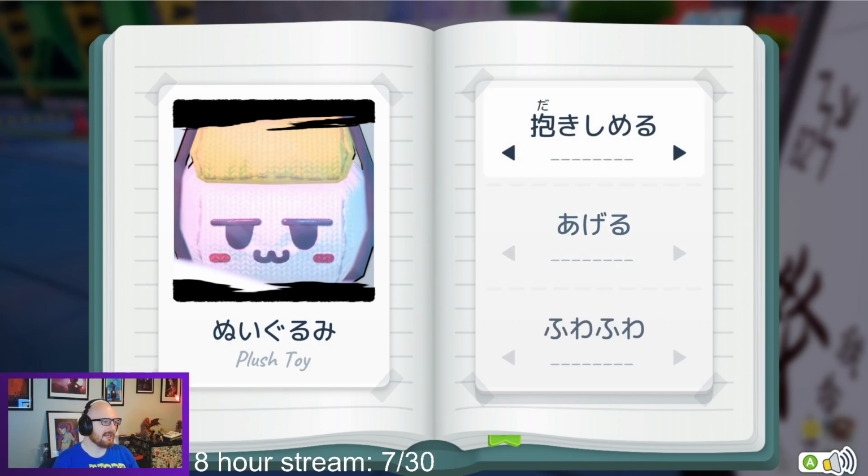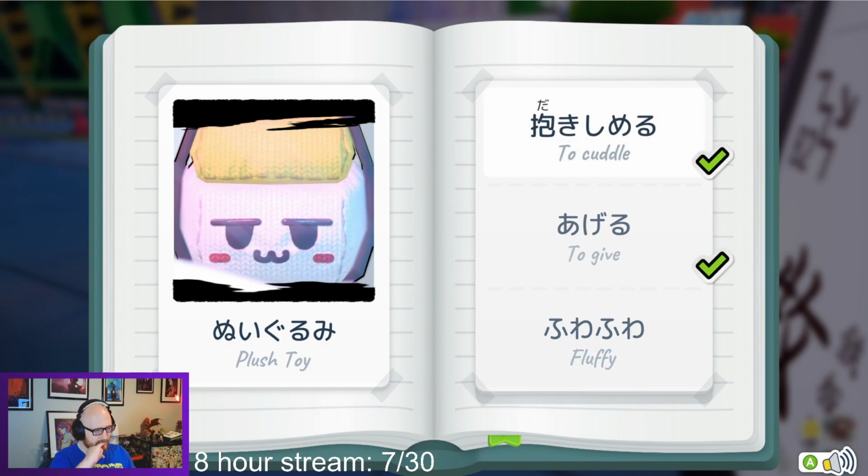All right, so let's go ahead. Oh, we didn't actually talk about dakishimeru, which is to cuddle, right? To cuddle. Listen, I got it. All right, so to give and fluffy. And yes, by itself, ageru is to give. But when you attach it to a verb, you're saying, I'm giving the verb. So if you want to say that you're giving your, let's use mom again, haha. Haha ni nuigurumi o agemashita. I gave my mom a plushie.